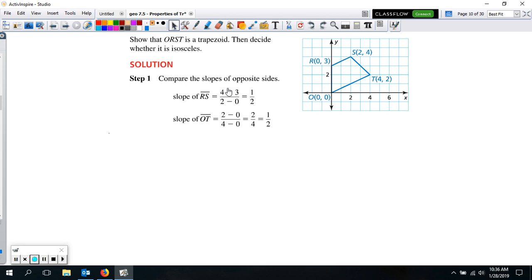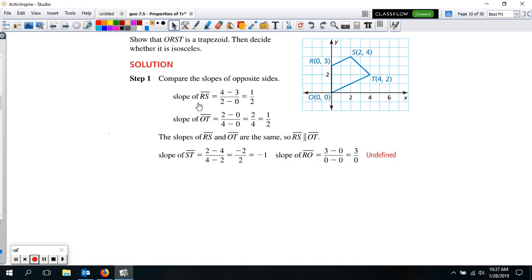So you can subtract the x's on top and the y's on the bottom. That's what they're doing here. So the x's of each point minus the y's of each point on the bottom, simplifying both to 1/2. So they are the same slope, and that makes these parallel lines. So that right there shows you that it is a trapezoid.